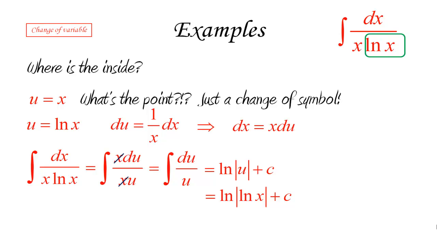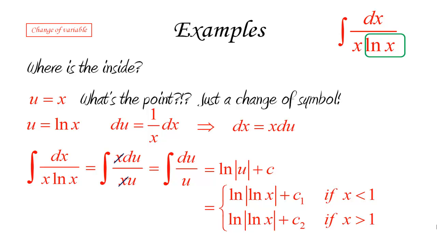But there is another thing that we need to consider. Remember that the original function 1 over u has a discontinuity at 0. And that happens when x is equal to 1, right? Because the logarithm of 1 is 0. Therefore, a more proper way to write this antiderivative would be in two pieces. So ln of ln x plus c1 if x is less than 1, and ln of the absolute value of ln x plus c2 if x is greater than 1.